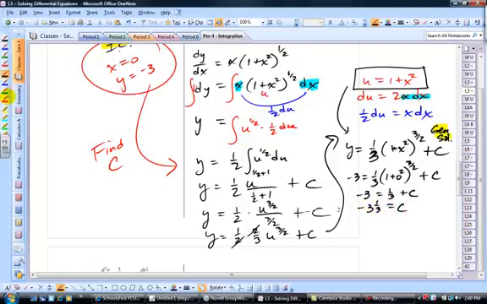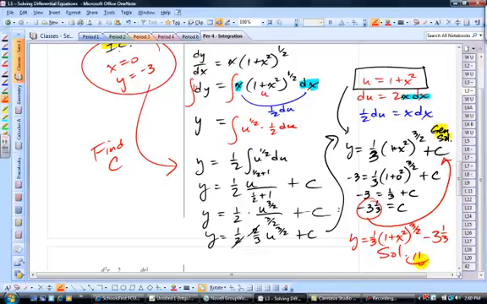And that, my friends, goes right up here. All right, and you write your specific solution: y is equal to 1/3 times the quantity 1 plus x squared raised to the 3/2 power minus 3 1/3. There's your solution, and you've got to be happy at that point, man. Okay? So there you go.